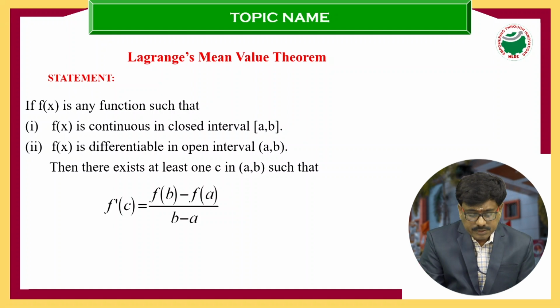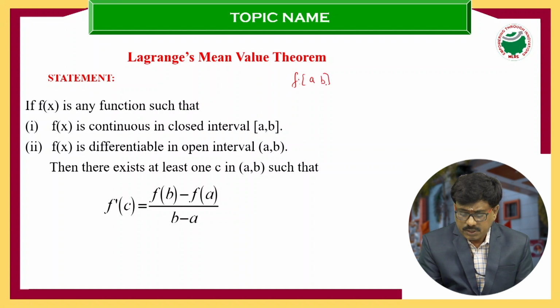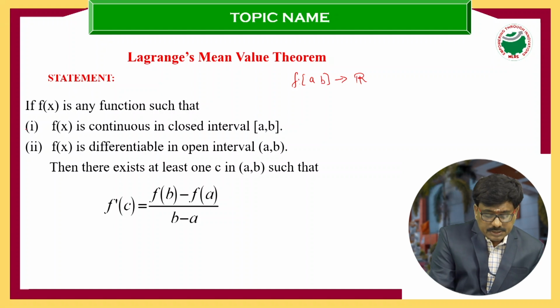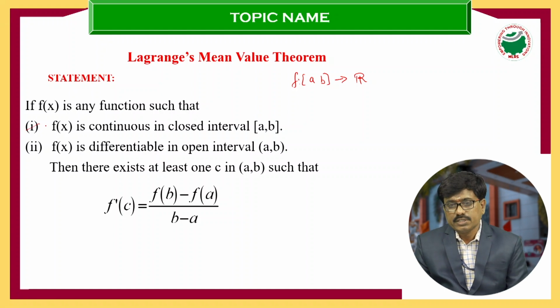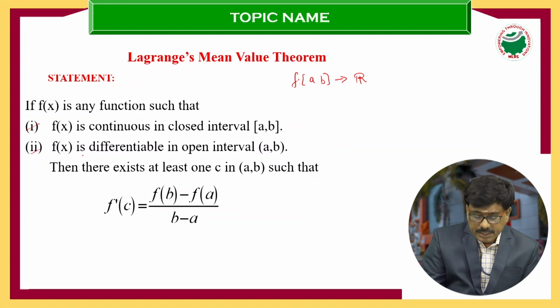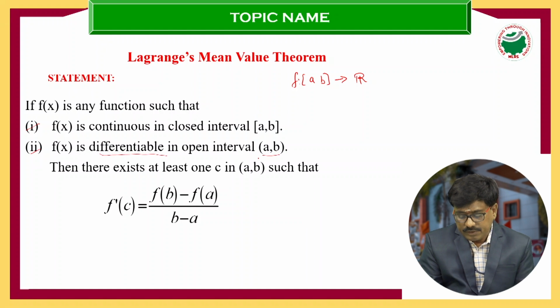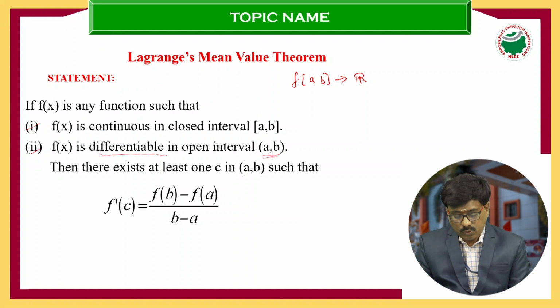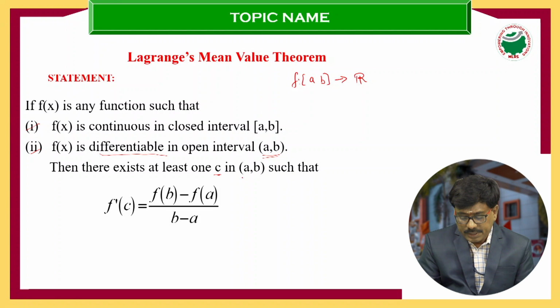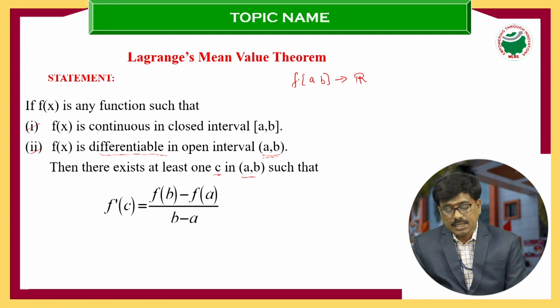See here the statement of Lagrange's mean value theorem: f is continuous in the closed interval a, b to R, the real number system we are always studying. And the statement says that f is continuous in the closed interval a, b. Then f must be differentiable in the open interval a, b. Differentiability is always defined in the open interval a, b. There exists a point c in the open interval a, b such that f dash of c equals f of b minus f of a divided by b minus a. This is the statement of Lagrange's mean value theorem.